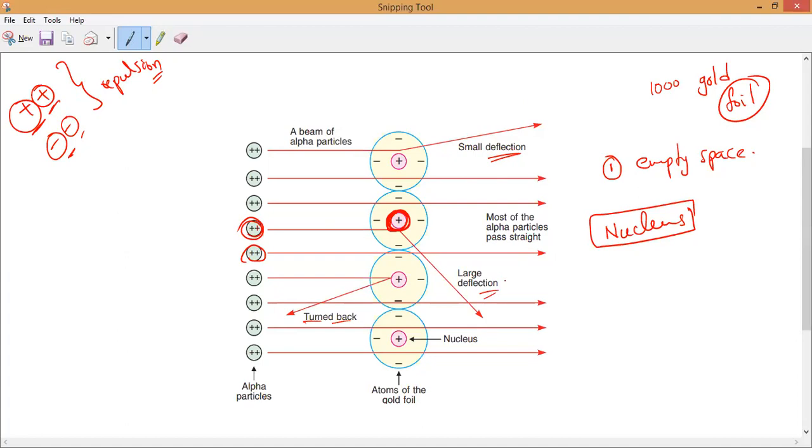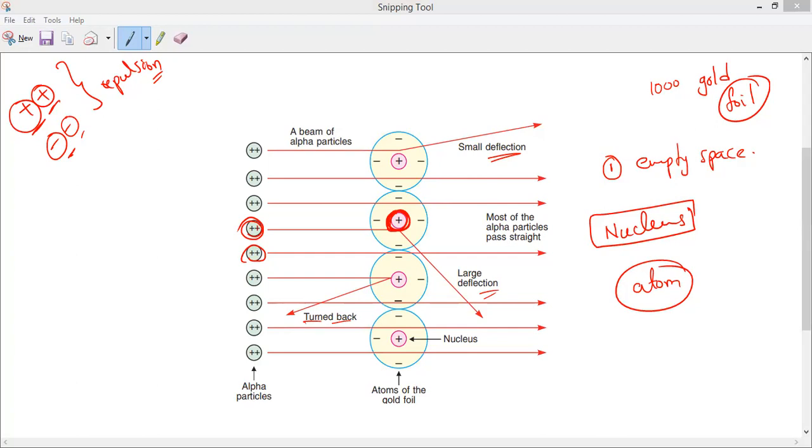That is what he concluded from this: somewhere in the middle of the atom, some positive charge is present. It is extremely small, and the alpha particles are deflecting through small and large angles. So it shows that a center of positive charge is present in the atom, which repels the positively charged alpha particles and deflects them from their original path.